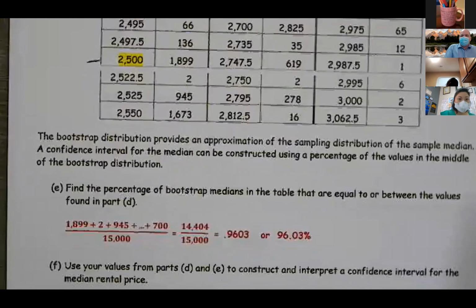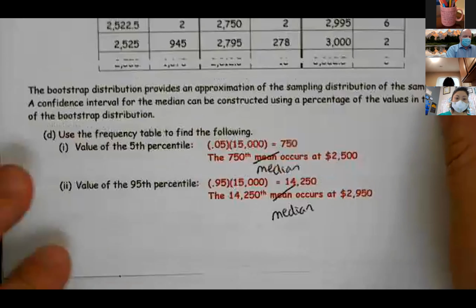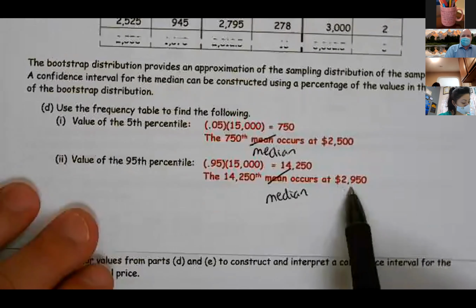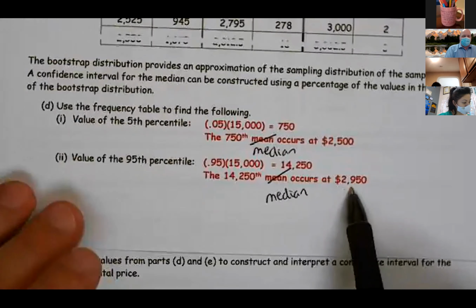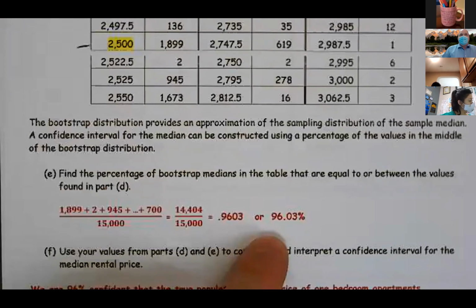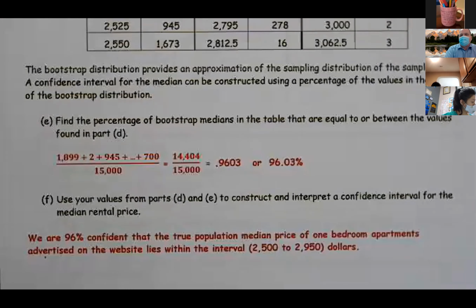And then part F is actually fairly straightforward at this point. Use your values from D and E to construct and interpret a confidence interval for the median rental price. Well, what was our lower bound? 2,500. What was our upper bound? 2,950. What percent did we capture? 96%. So essentially, we created a 96% confidence interval, and they're just asking us for our conclusion.